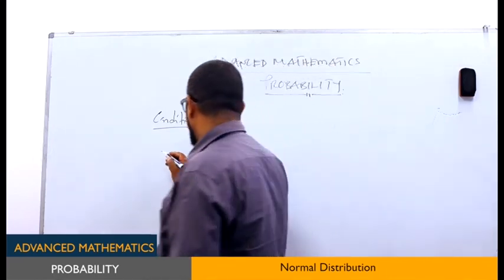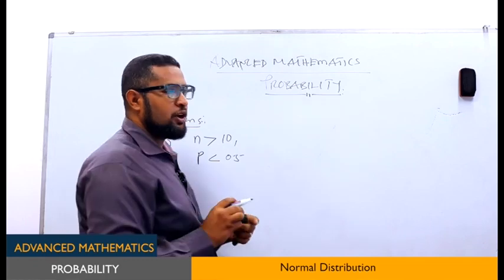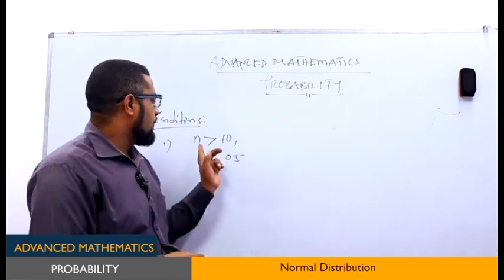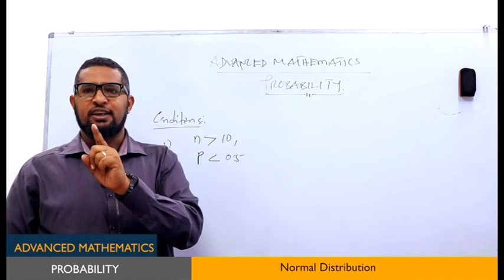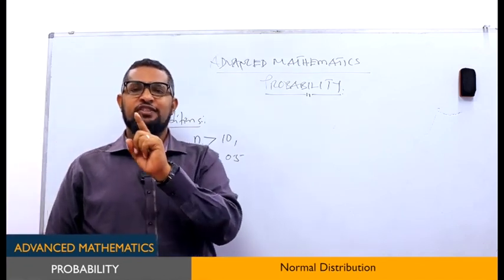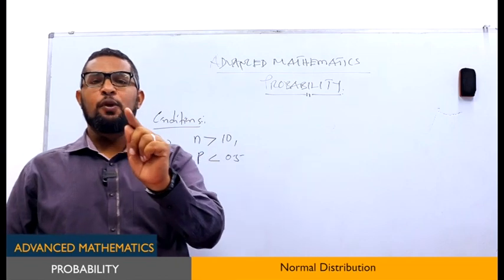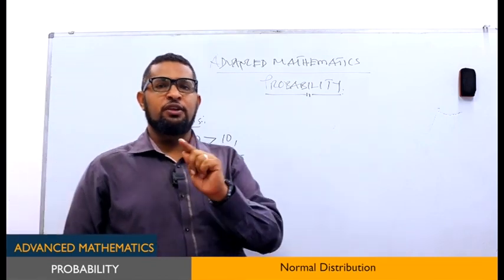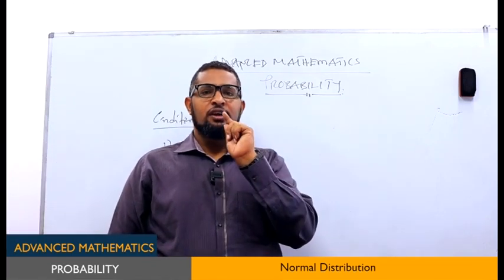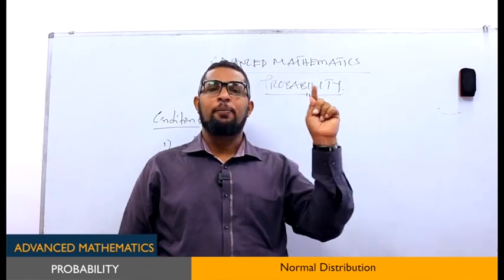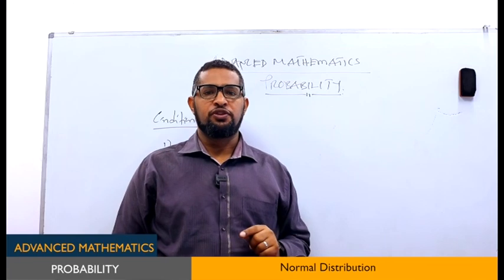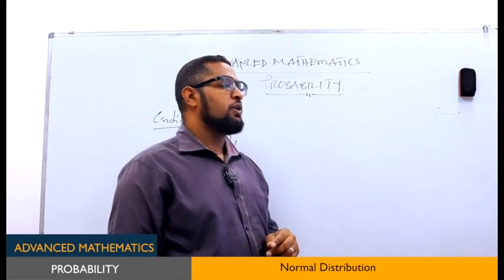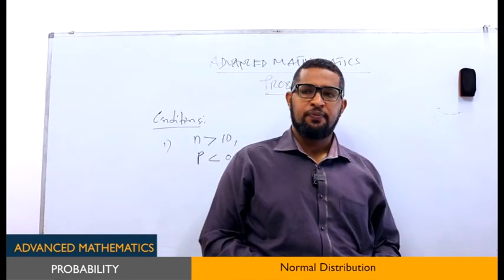This is case number 1. So if you find a question having number of trials greater than 10 and the probability of success less than 0.5, my dear student, that is a question concerning approximation of the binomial distribution to the normal distribution. We'll see an example, then you understand more on this condition.